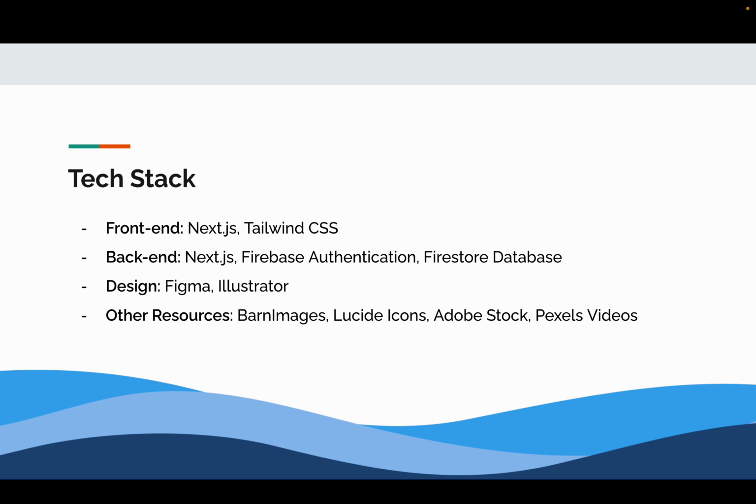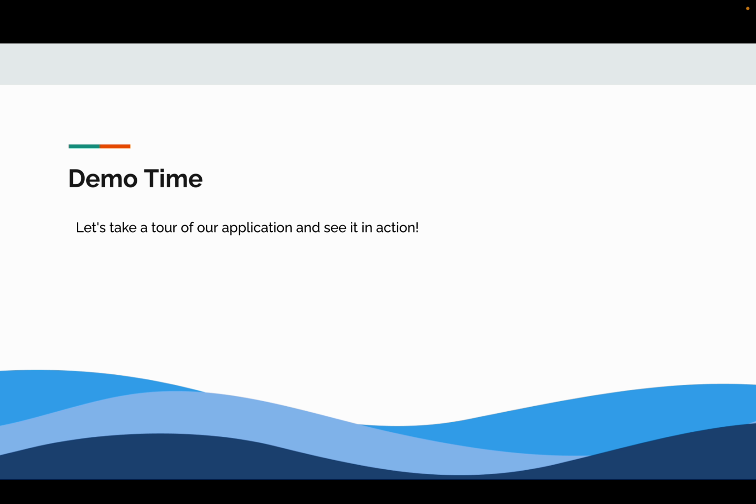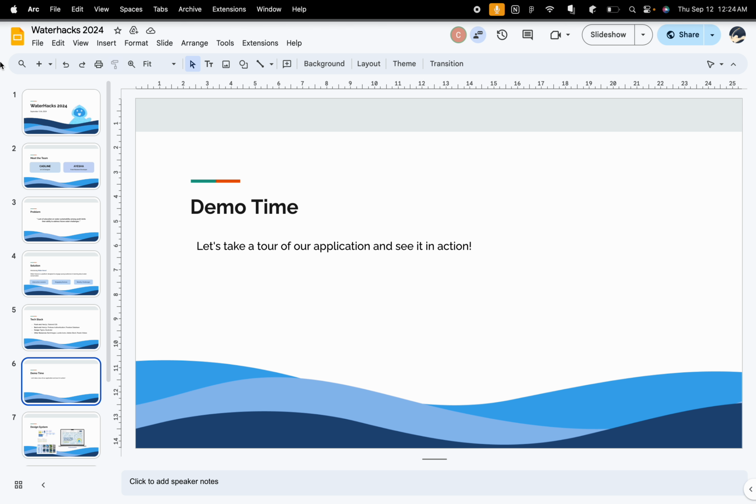So Caroline was in charge of all our wireframes and our mockups, so she used Figma and Illustrator to do that. Some other resources that we use include Unsplash images, Adobe Stock, Pexels videos for all of our images and videos, and we use Lucide Icons for all of our web icons. So now let's go ahead and take a look at our demo video.